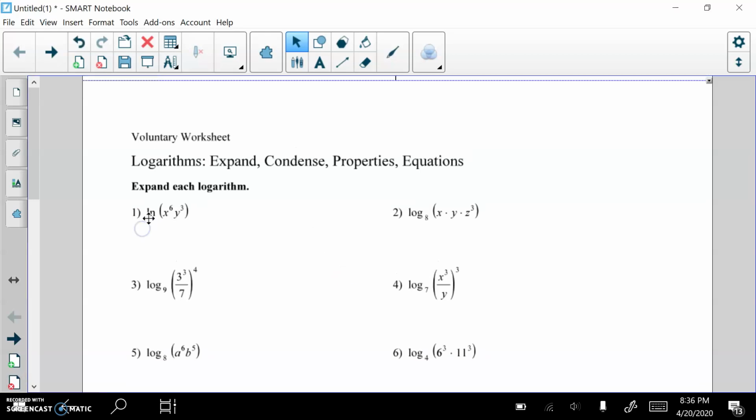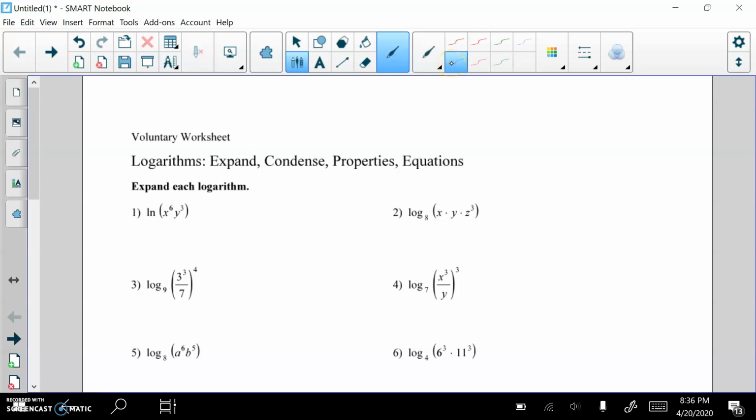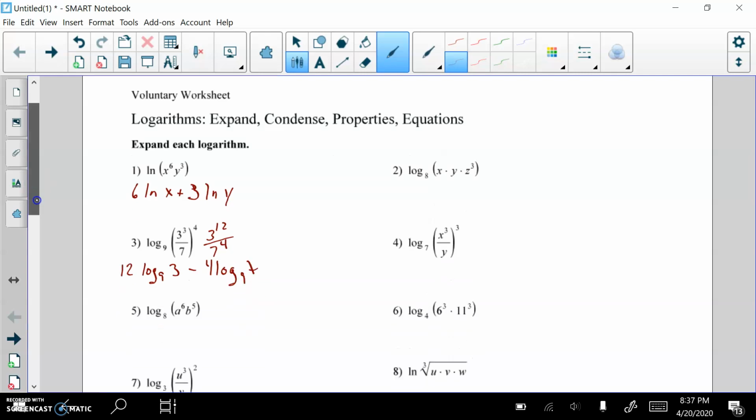So 6, change to my marker, got my new fancy pen. So that is 6 natural log of x plus 3 natural log of y. Number 3, I'm going to change that to 3 to the 12th over 7 to the 4th. Division means subtraction. Exponents are still coefficients. So that is 12 log base 9 of 3 minus 4 log base 9 of 7.